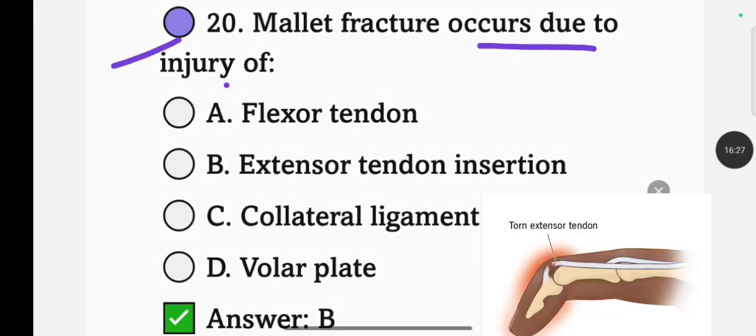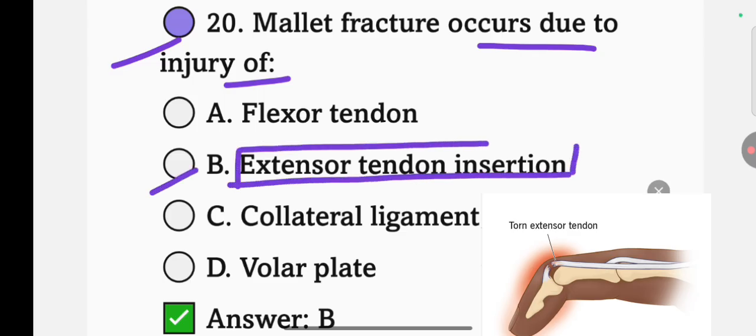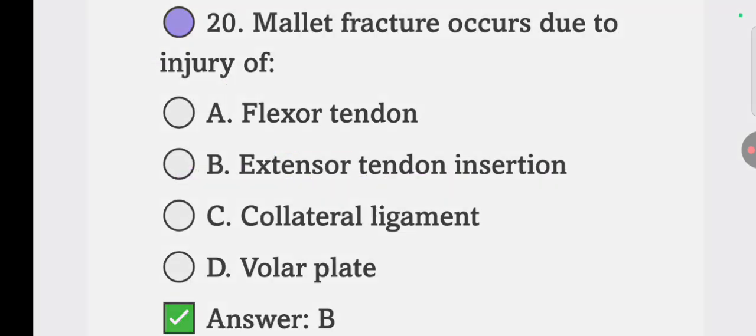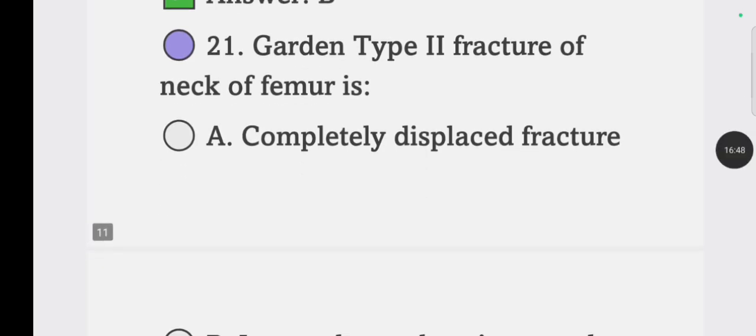Now come to question 20. Mallet fractures are due to injury of what? Mallet fractures happen when a sudden force hits the tip of the finger and the extensor tendon pulls small bone fragments from the distal phalanx. So option B is the correct option: extensor tendon insertion.